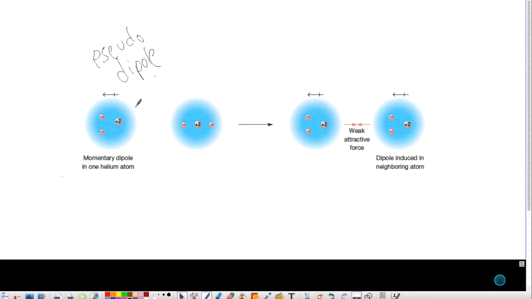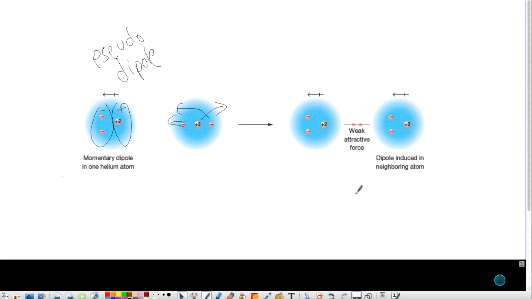Okay, where you get uneven distribution of charge. And the side that the nucleus is on is going to have more of a positive charge. So this is more positive and this end's more negative. Okay, and if that comes in contact with another atom, the positive end is going to attract electrons over to it and repel the positive end. So what's going to happen is you're going to get two atoms that have uneven charge distributions, and you get this really weak attractive force.